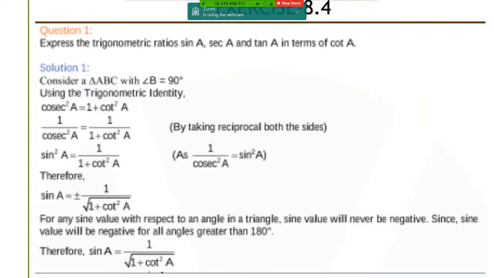And what is cosecant square? 1 upon cosecant square A, that's a reciprocal, that's nothing but sine square A. So we can write that sine square A is 1 upon 1 plus cot square A. Thereby, this is what was asked of us, to find the trigonometric ratio for sine A. So sine A is nothing but plus minus 1 upon root over 1 plus cot square A. I have already spoken to you why plus minus, because whenever we are taking a square root, it has to be both the signs, plus and minus.